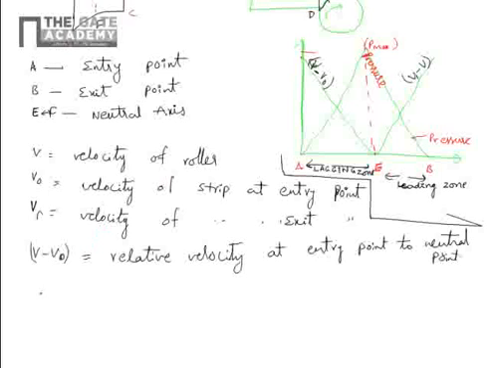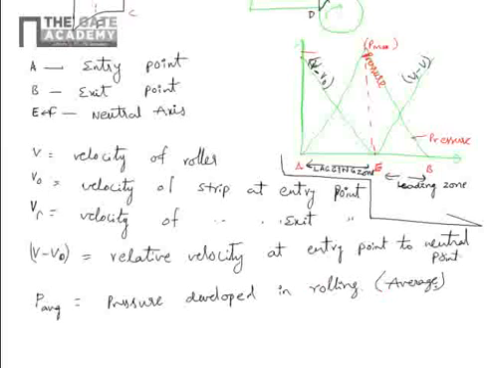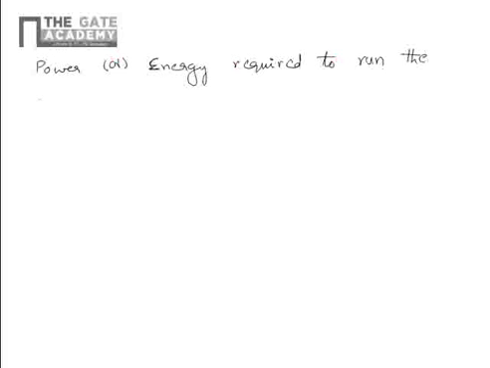There is an important formula here. Pressure developed is P average, the average pressure in rolling. This is the average value. Next, the power or energy required to run the rollers. Power P equals, the normal formula, torque into omega.